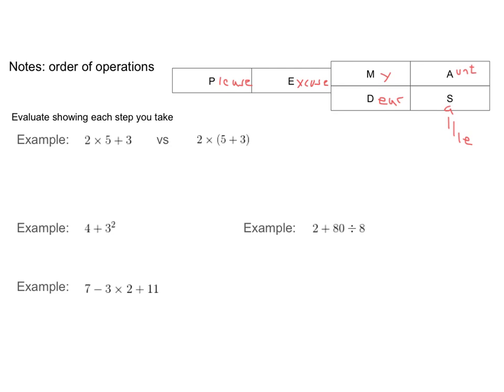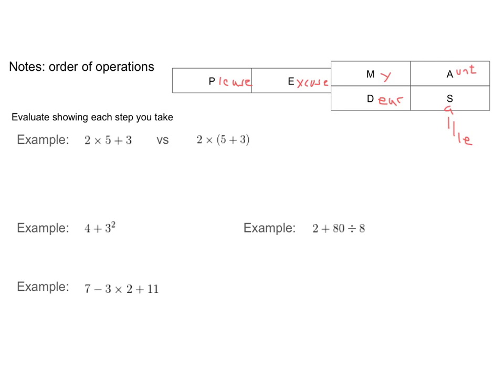like that. Okay, so please excuse my dear Aunt Sally is another way of just helping you remember what the order of operations are. Let's take a look at a couple of examples. Take a look at these two. Notice that they're different, right? One has parentheses, one does not. So that has a big impact on the order that you do things.